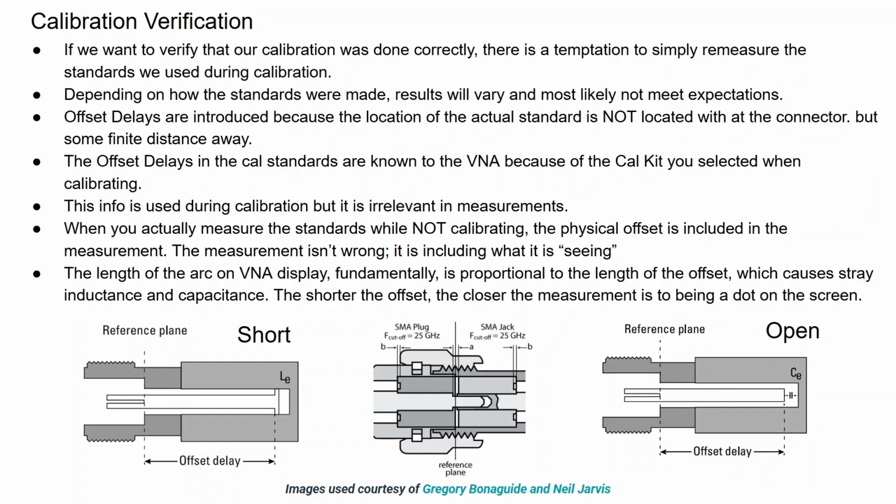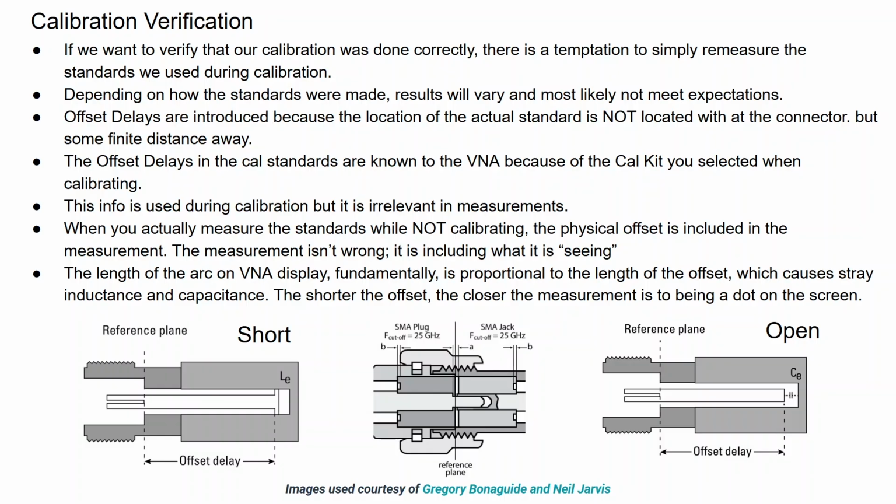Let's talk a little bit about calibration verification. If we want to verify that our calibration was done correctly, there's a temptation to simply remeasure the standards. After all, I've got a precise 50 ohms, I've got a precise open and a precise short. Shouldn't I then be able to hook these up to my cables and then see a dot for the load and a dot for the short and a dot for the open? Shouldn't that happen? Well, it's not going to happen the way you want it to.